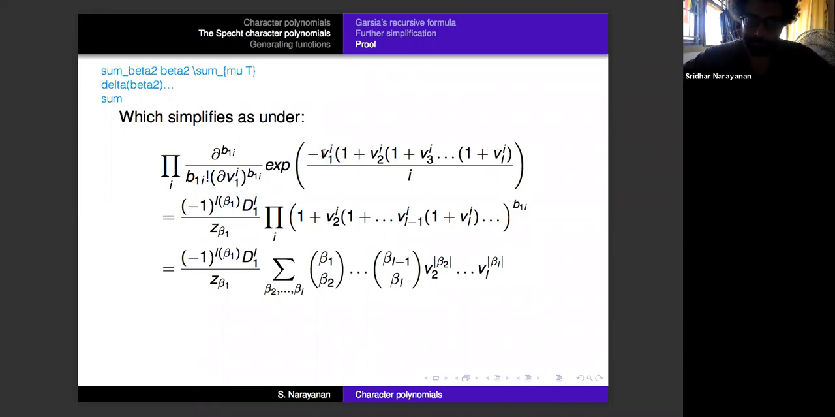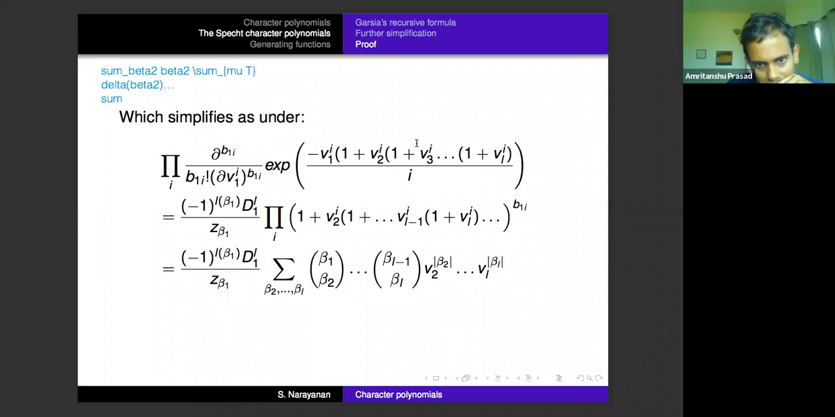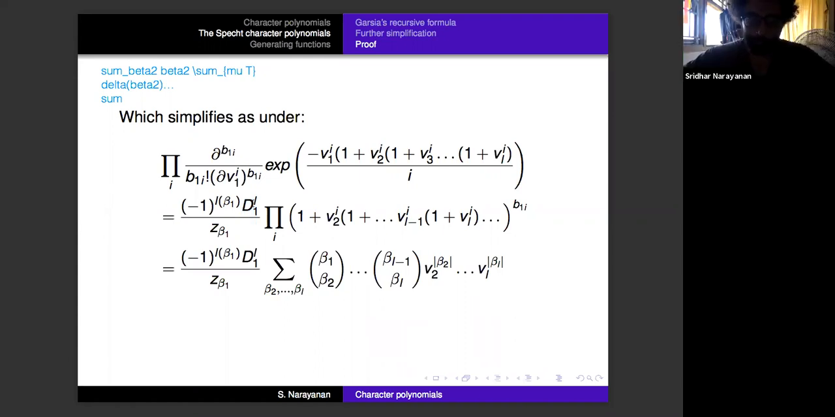So in this exponent, you get negative of V1 raised to i, summation over i, negative of V1 V2 raised to i, summation over i, negative of V1 V2 V3, and so on. And all of those terms will come out as 1 minus whatever thing was raised to i. So it'll be 1 minus V1, 1 minus V1 V2, 1 minus V1 V2 V3, etc., up to V1 through VL. So that is just D1L. So that's where the D1L comes from. So you get this expression.